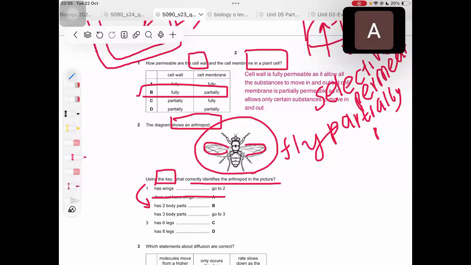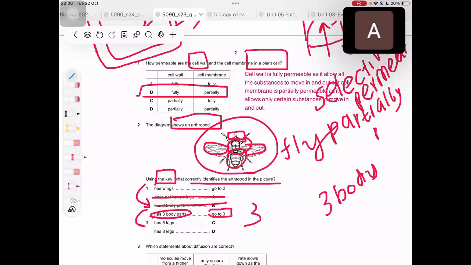You can see that this fly has a head region and a thorax, and it has a tail region as well. Therefore, it has 3 body parts, not 2 body parts. Therefore, we can eliminate answer B as well. Then let's go for this one: has 3 body parts. Yes, we can see that this fly has 3 body parts. So they're asking us to go to 3, and we are moving on to 3.